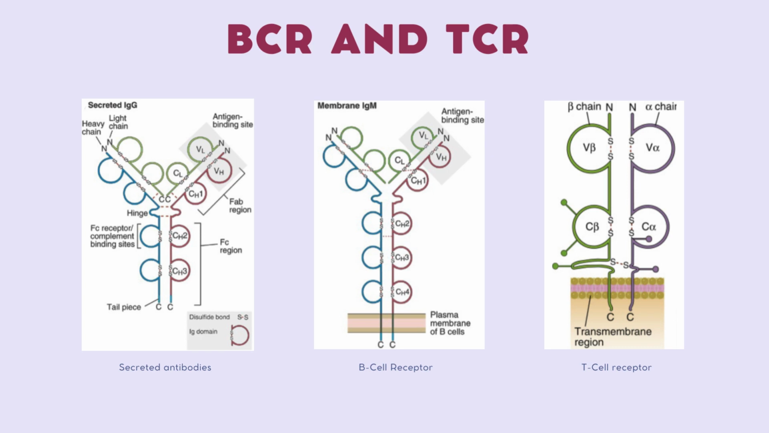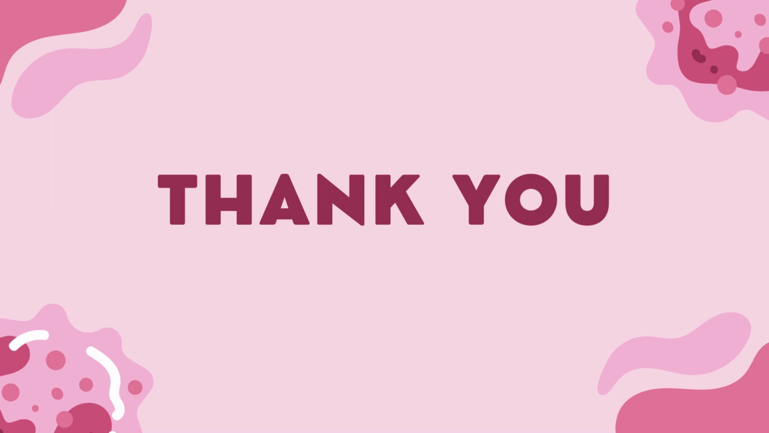There are approximately 30 to 45 segments in the variable region of each heavy and light chain of BCRs and on the alpha and beta chains of TCRs. Diversity of these variable regions is due to genetic recombination and allows for the generation of unique receptors for a wide range of antigens. This concludes the presentation.